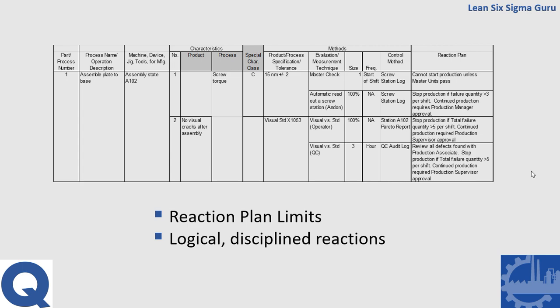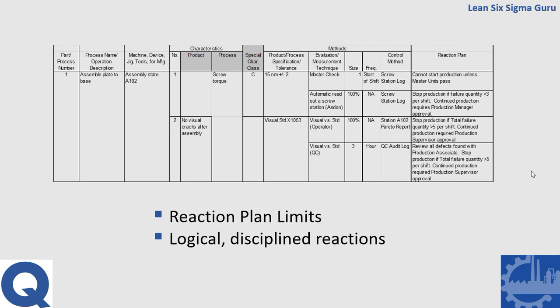We stop production if the failure quantity exceeds 3 on any shift. That could be based very easily on previous performance, on what the reject history has been to help us identify any kind of an abnormal, out-of-control situation. Continued production requires, for example, the approval of the production manager. For the 100% check, perhaps based upon the failure history and the records, we say that we can have no more than 5 in a shift. And if we want to continue production, it requires production supervisor approval, maybe a different level, a little bit lower, a little bit different.